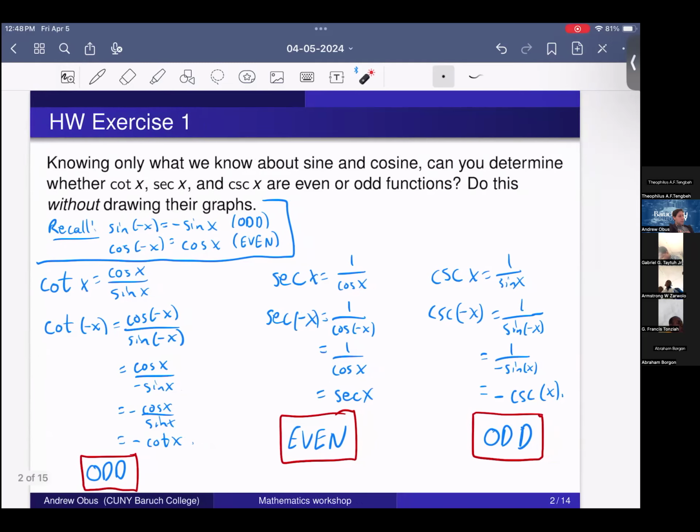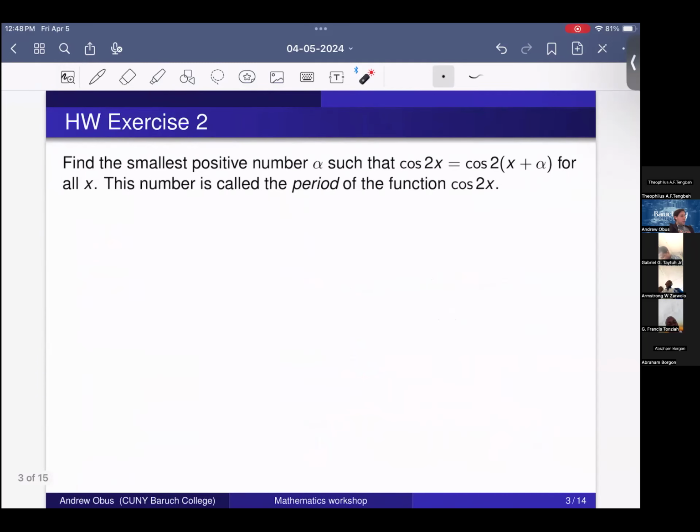Okay. So let's look at exercise 2. So we want to find the smallest positive number alpha such that cosine of 2x is equal to cosine of 2 times (x plus alpha) for all x. And whatever number this is going to be called the period of the function cosine of 2x. Okay? So we want to know what is an alpha that, so by the way, this really should be in parentheses over here, so that cosine of 2x is the same thing as cosine of 2(x plus alpha).